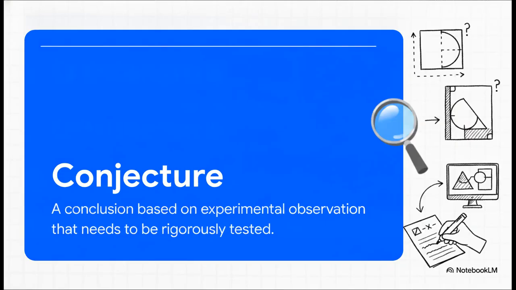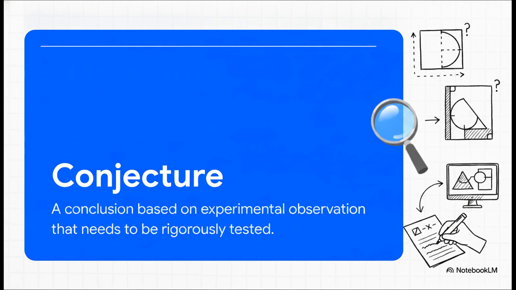But to use this tool strategically, we first need to make a conjecture. In mathematics, a conjecture is essentially a really educated guess. It's a conclusion or a proposition based on experimental observation that still needs to be rigorously tested. You might look at a transformed shape and think to yourself, I bet these 2 opposite angles are always equal. That right there is your conjecture.